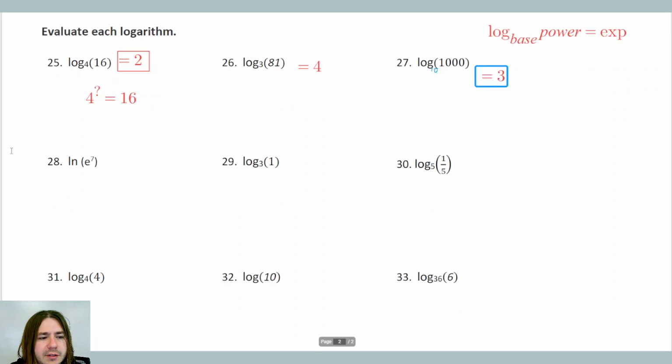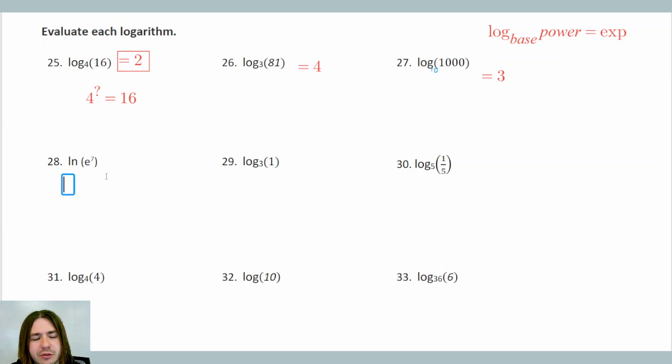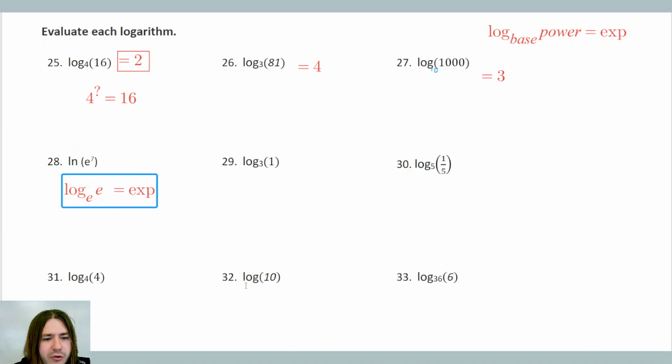For number 28, we have a natural log, and this is the first one in the homework that has a natural log. Just as a reminder, whenever you have a natural log, that's called a natural logarithm, and that's going to be equivalent to when your base is Euler's number. So if this is what we're trying to figure out, e to what power is e to the 7th? This is the unconventional way of writing this, but that is essentially what the natural logarithm means.